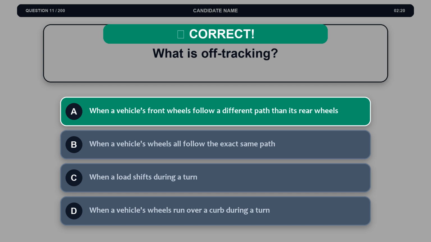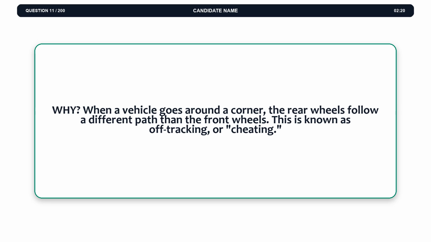The correct answer is option A. When a vehicle's front wheels follow a different path than its rear wheels. Explanation. When a vehicle goes around a corner, the rear wheels follow a different path than the front wheels. This is known as off-tracking or cheating.